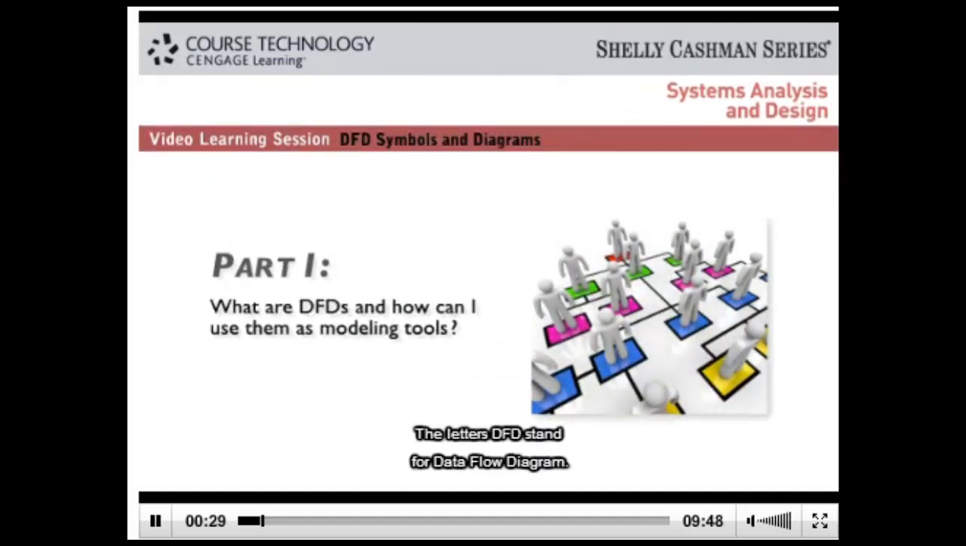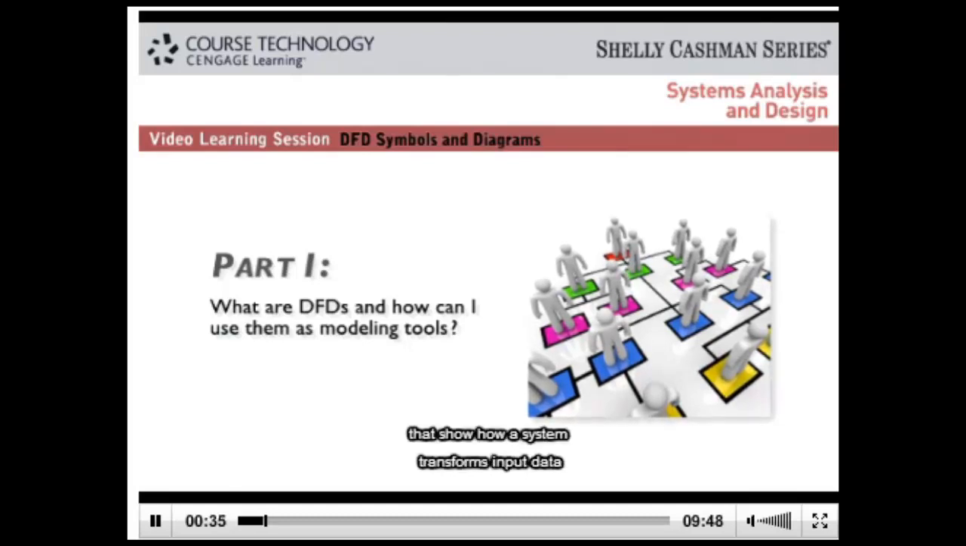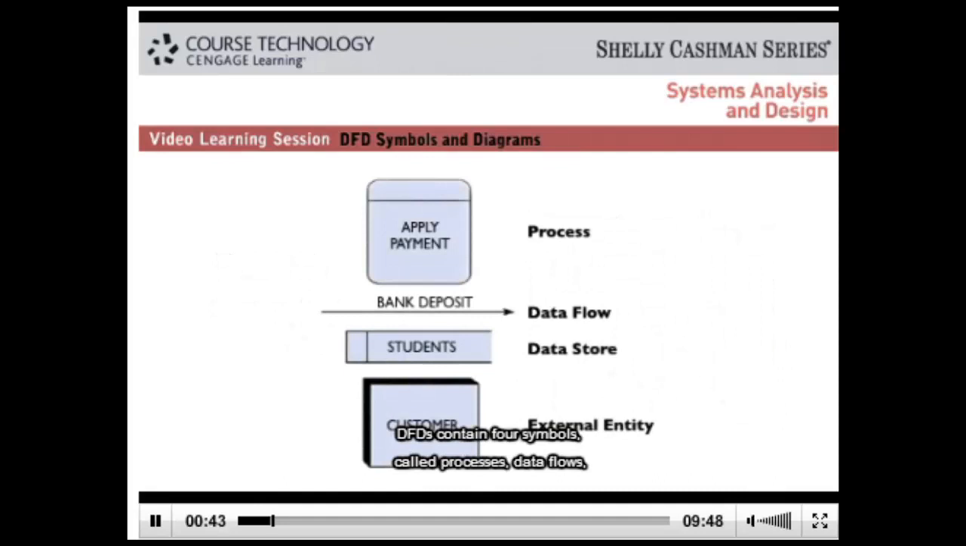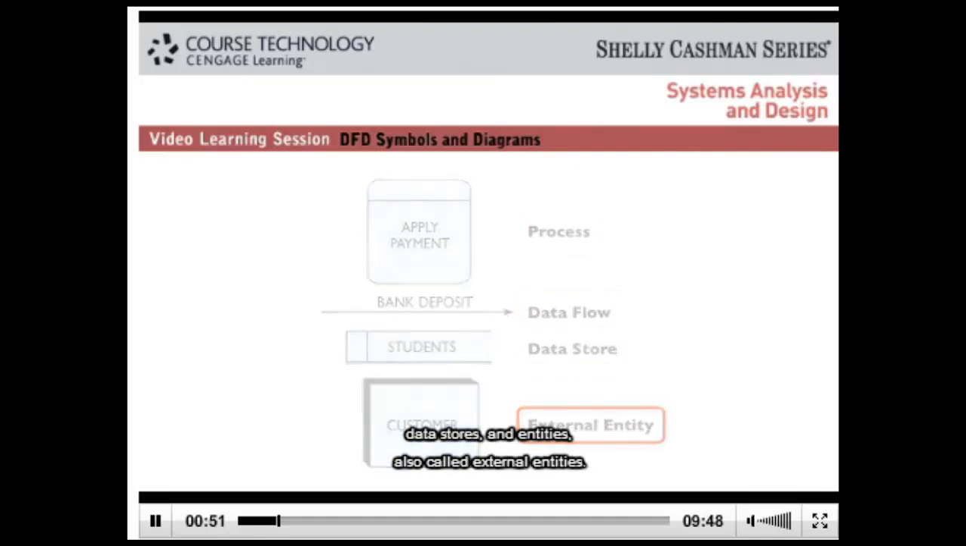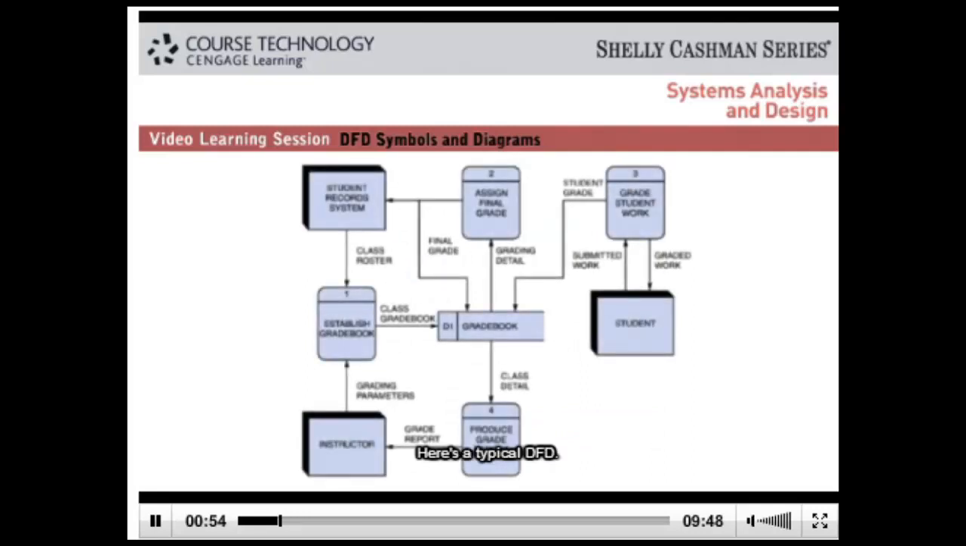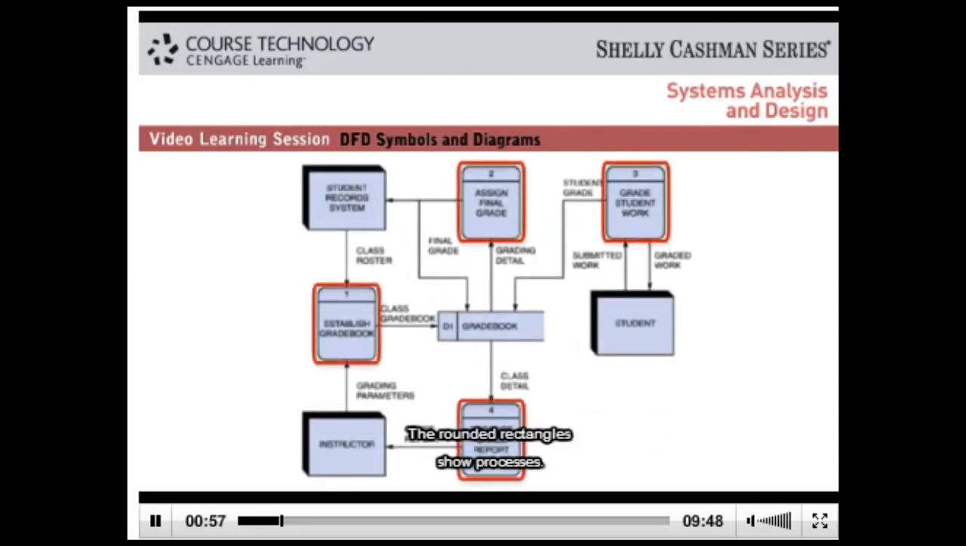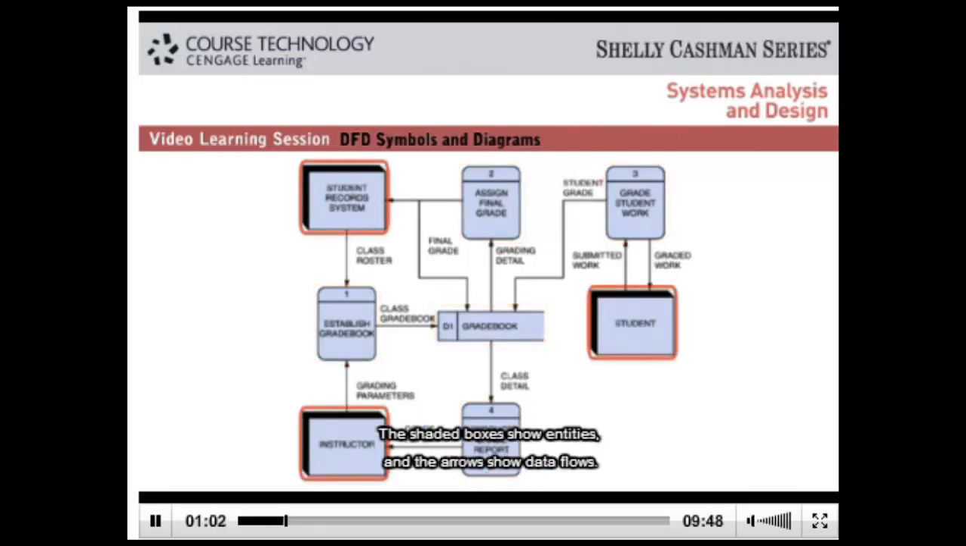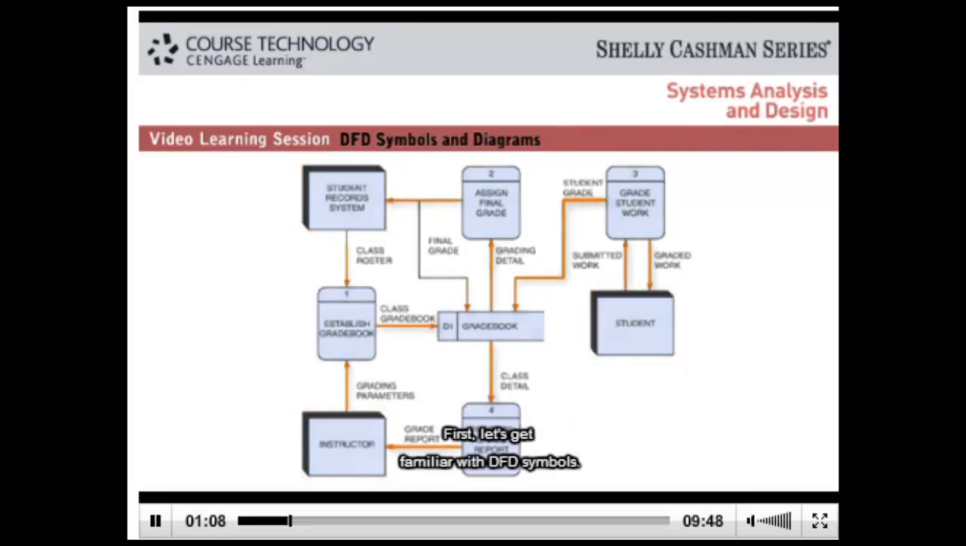The letters DFD stand for Data Flow Diagram. DFDs are modeling tools that show how a system transforms input data into useful information. DFDs contain 4 symbols called processes, data flows, data stores, and entities, also called external entities. Here's a typical DFD. The rounded rectangles show processes. The flat rectangle shows a data store. The shaded boxes show entities, and the arrows show data flows.